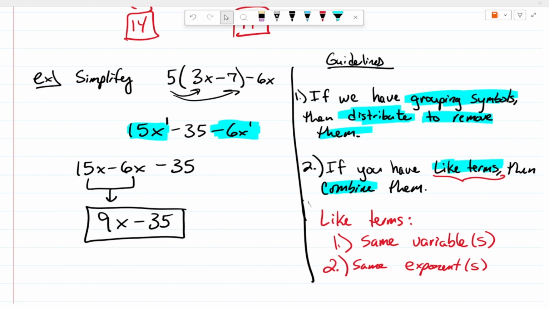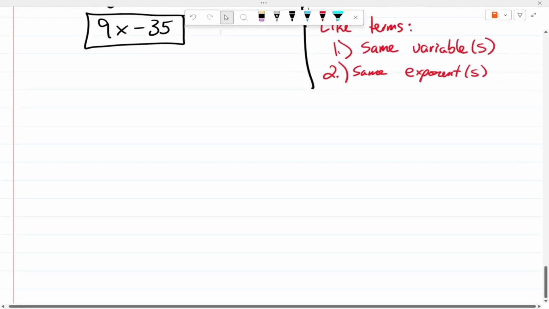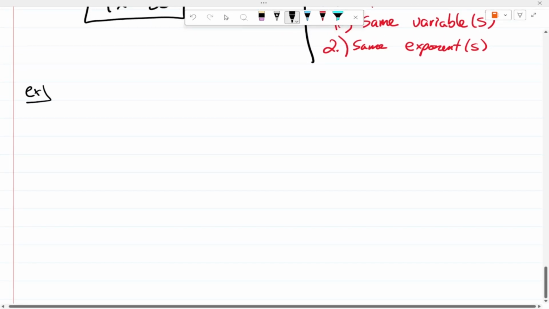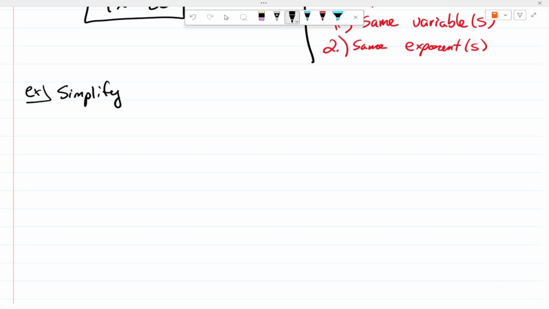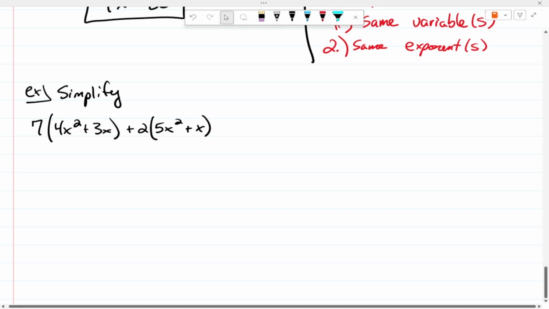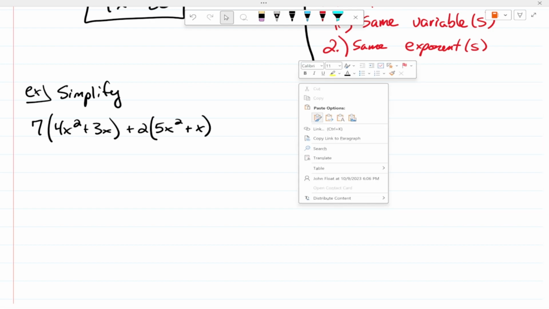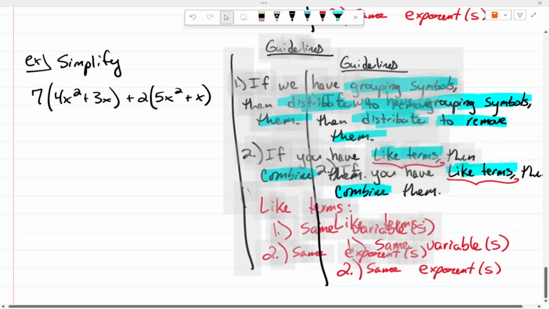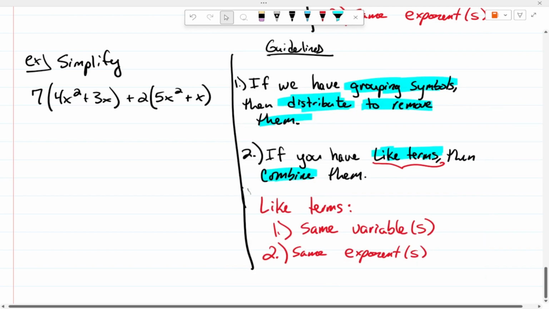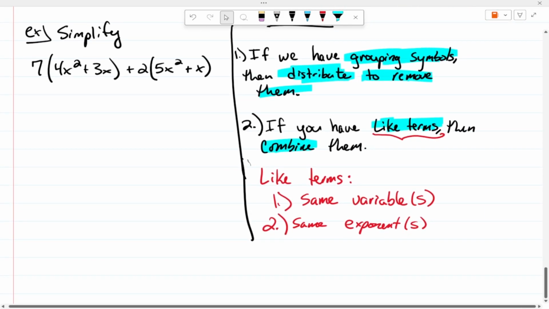So what I'd like to do is just do a couple more example problems. So directions are simplify. And we're going to simplify 7 times the quantity 4x to the second plus 3x plus 2 times the quantity 5x to the second plus x. And don't forget, here are our guidelines. I just copied and pasted them. So we're just going to go right through this.